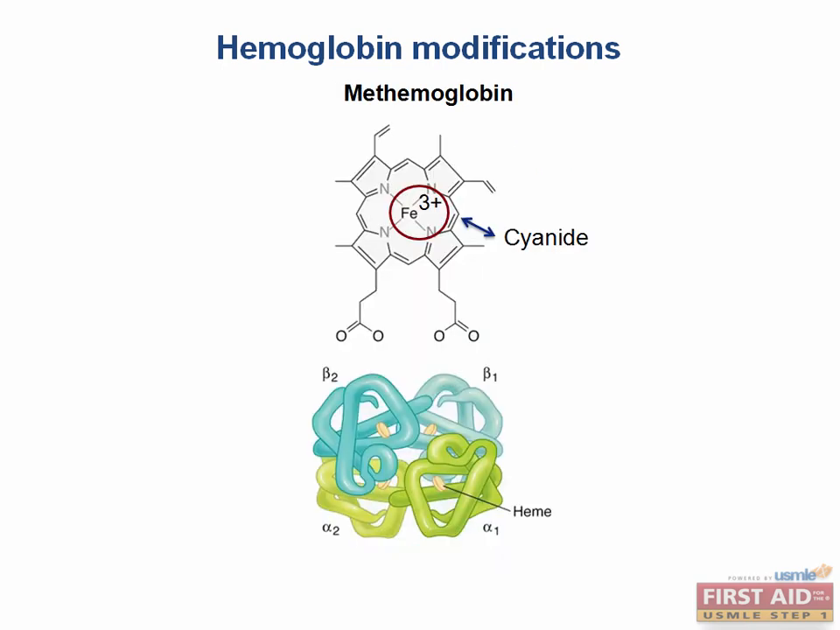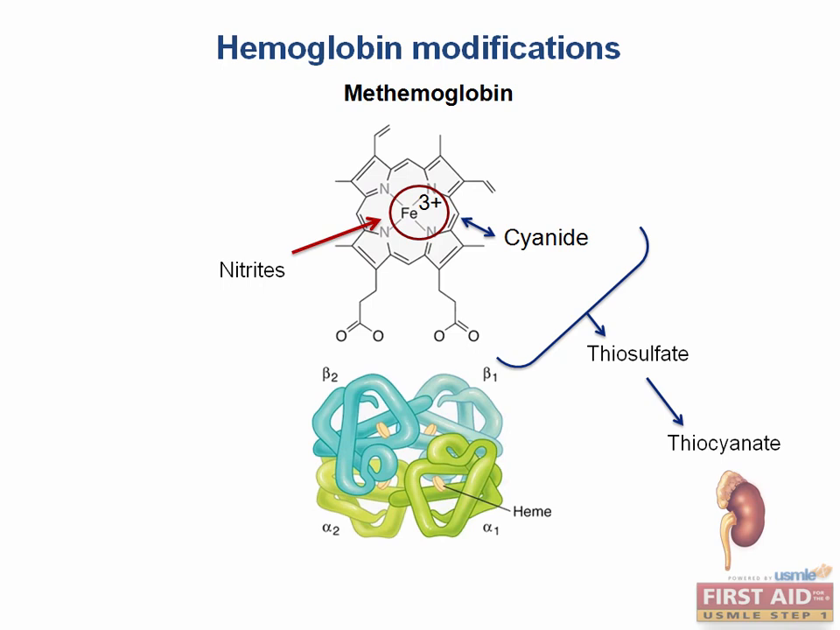As I mentioned, methemoglobin preferentially binds cyanide over oxygen, something that can be leveraged in cyanide toxicity. So how does that work? Well, you give the patients nitrites to convert hemoglobin to methemoglobin. Methemoglobin will then bind the cyanide and remove the cyanide from circulation. Thiosulfate is then used to bind this complex methemoglobin cyanide molecule, forming thiocyanate, which is then excreted in the kidneys.